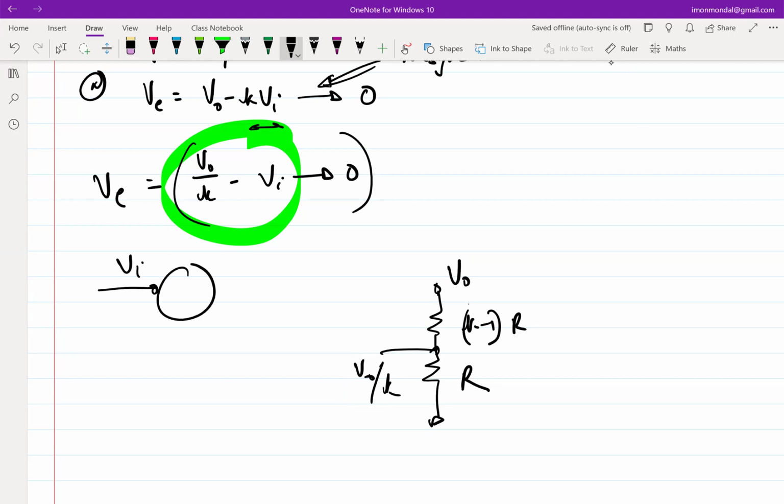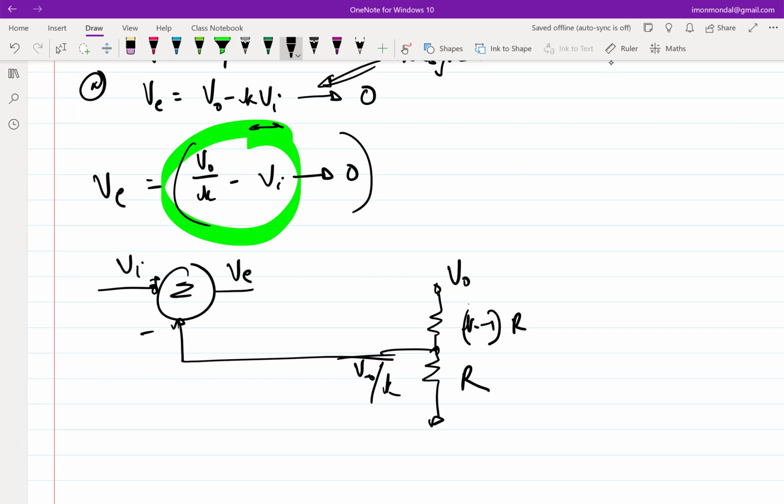I can just put a summer and say this is the error voltage, Vi minus V naught over K. One might argue that I can reverse the signs of the summer. Error voltage remains the same, just that the sign might be different, because ultimately I need to drive this V naught over K minus Vi to 0, or Vi minus V naught over K to 0. It doesn't matter from which side I'm approaching, right? So let's take this. We have to start from somewhere. Let's take this sign convention. We'll see what happens if the sign convention changes later on.